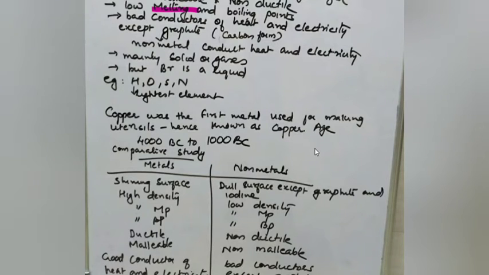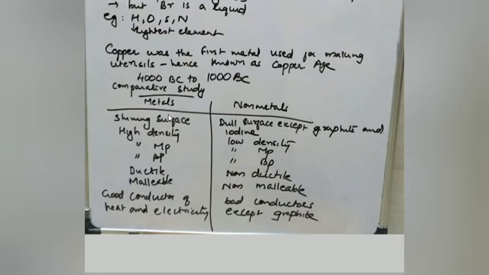So in 4000 BC they were using metal. The first metal used was copper. That period is known as the Copper Age. Then when we compare the characteristics of metals and non-metals, first we can see the shining appearance. Metals have a shining appearance, for example sodium has a shiny luster, whereas non-metals have a dull surface. Except for exceptional cases, that is graphite and iodine.